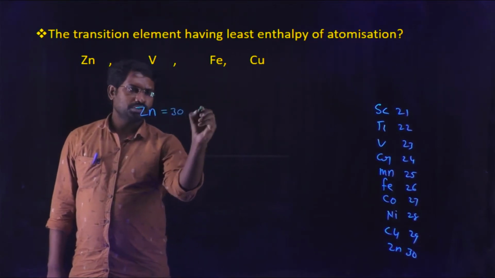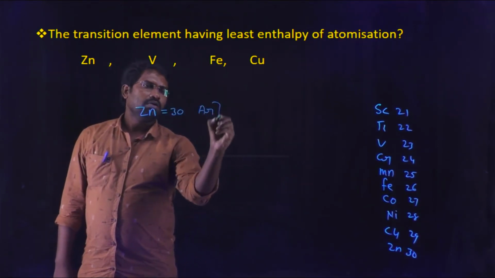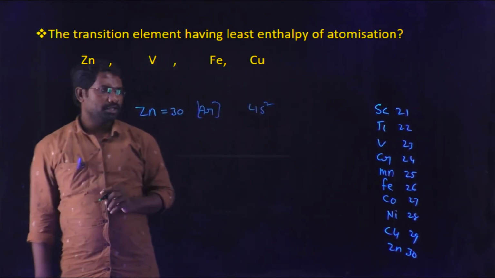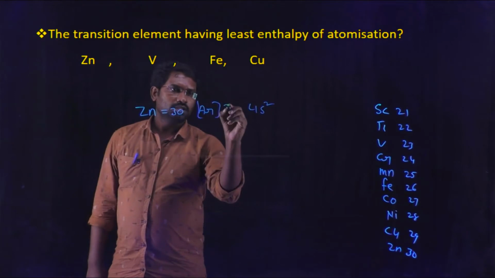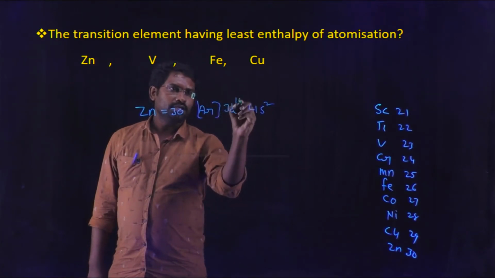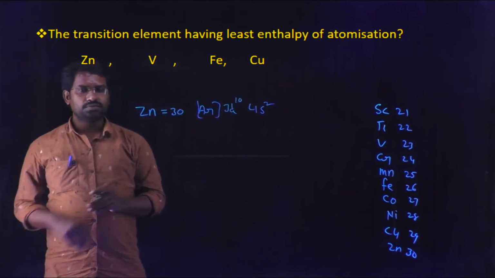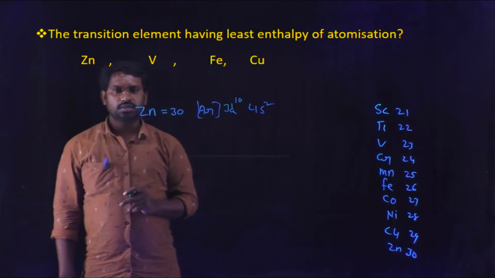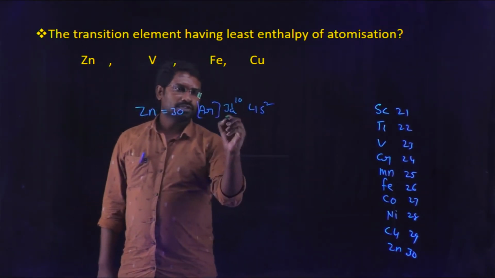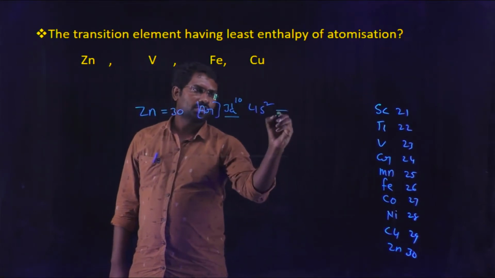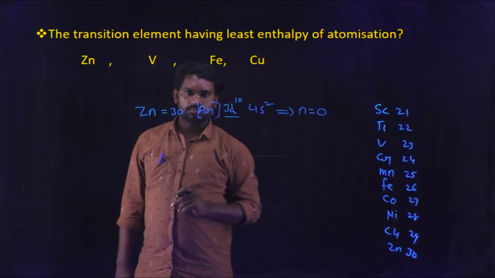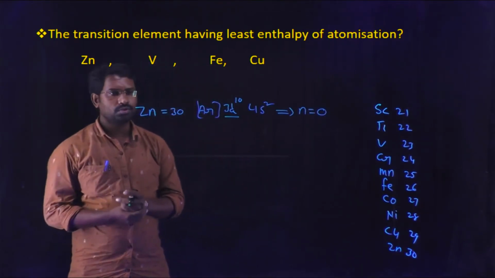Write the configuration: argon 4s2, where argon means atomic number 18, then 18 to 30 gives 3d10. So in zinc we have the completely filled d orbital configuration 3d10. It is a completely filled configuration, therefore the number of unpaired electrons, n, is equal to 0.